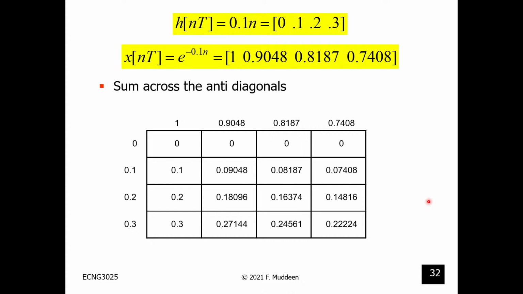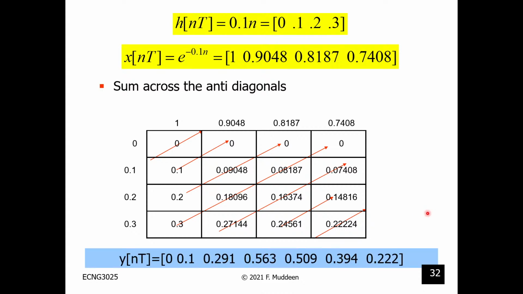We then sum across the antidiagonals to get our result for y of nT, or y of n, being the result of our convolution. So we have 0, 0.1, 0.2, 0.09, 0, 0.3, 0.18, 0.08, and so forth, and we keep on going until we get our y of nT values here.